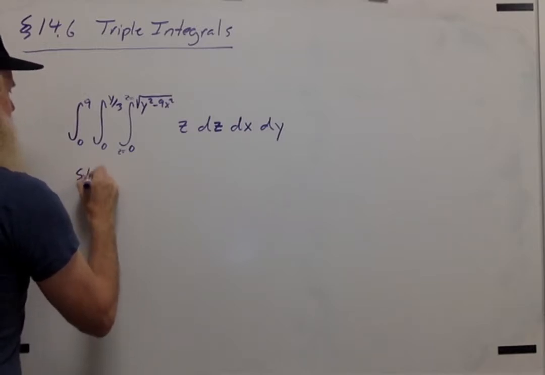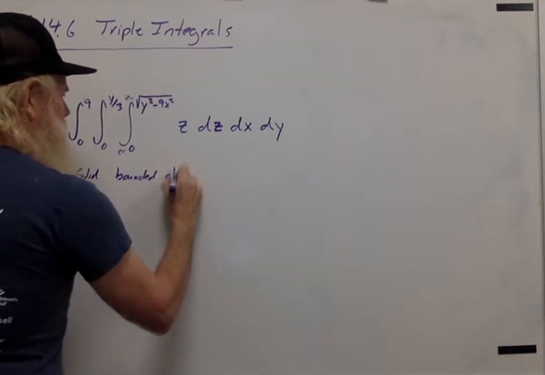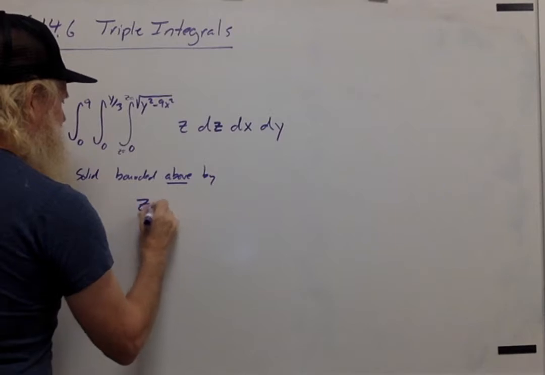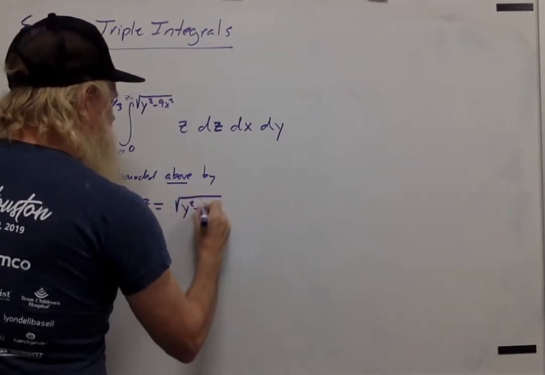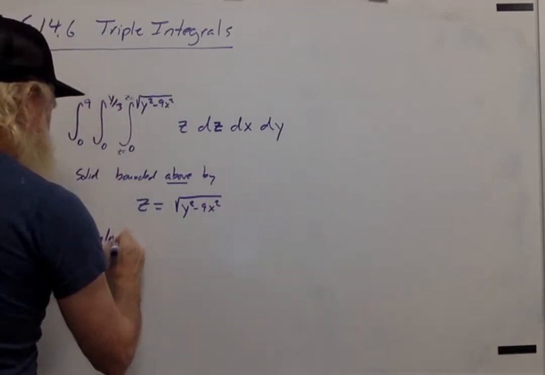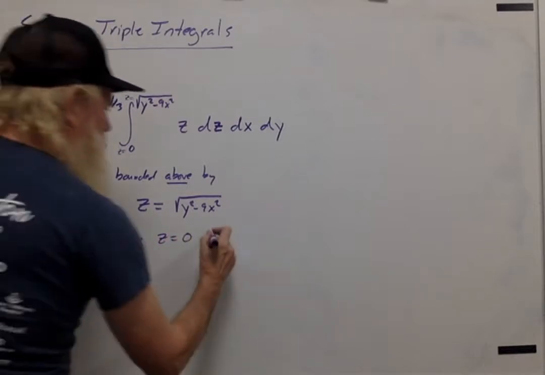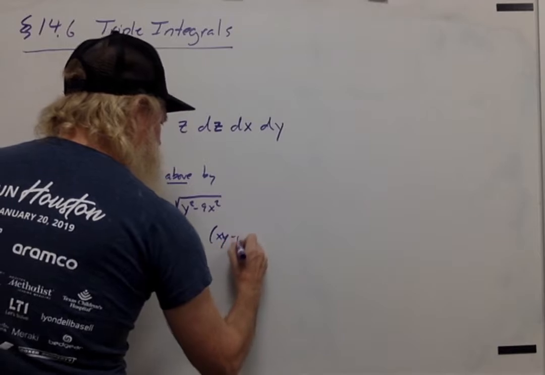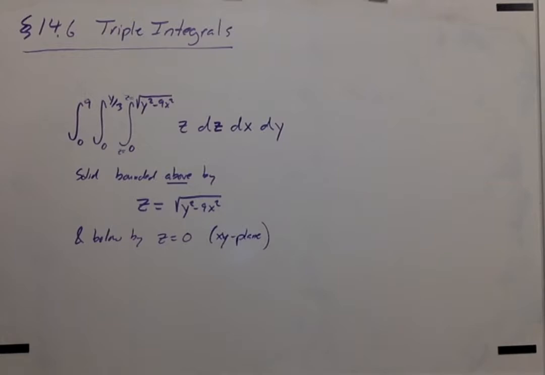So the solid is bounded above by z equals the square root of y squared minus 9x squared, and below by z equals 0. Of course, z equals 0 is the xy plane. But let's think about what this surface is.